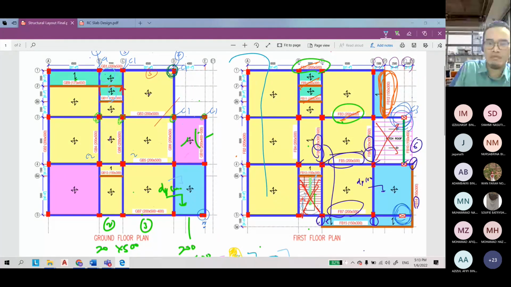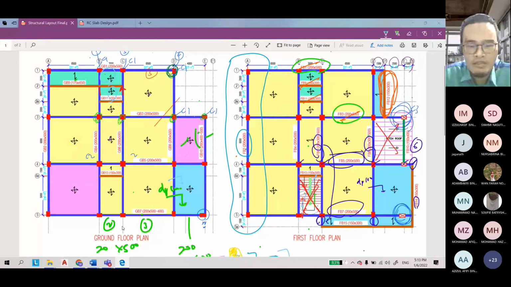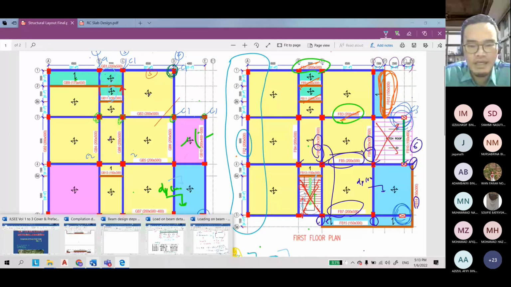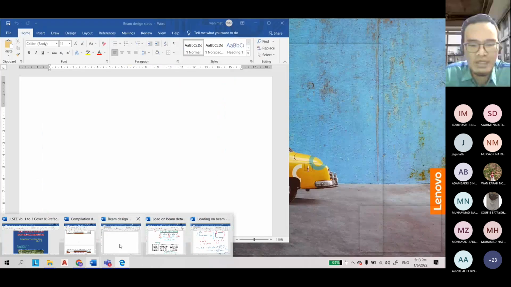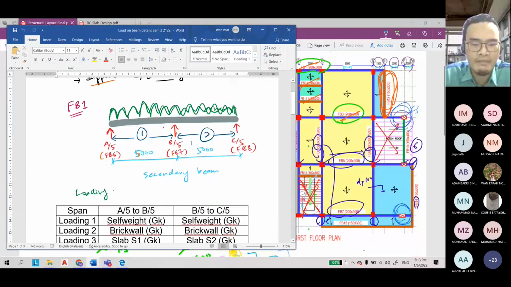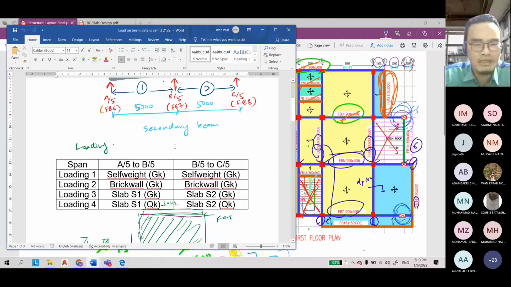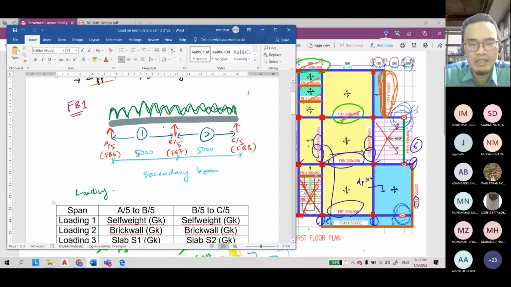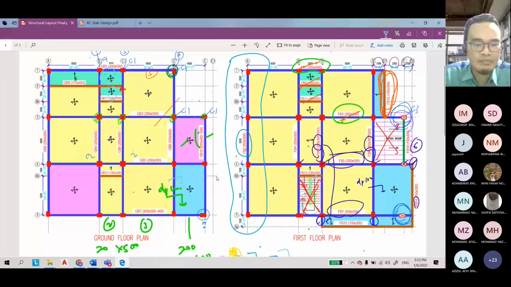Okay, I select this beam FB2. FB2, and then the size is 200 times 500. So first of all, I have to create the free body diagram. Like I show here the free body diagram, and I have to determine the loading acting, the possible loading which will act on the beam. So our free body diagram shall be like this one.